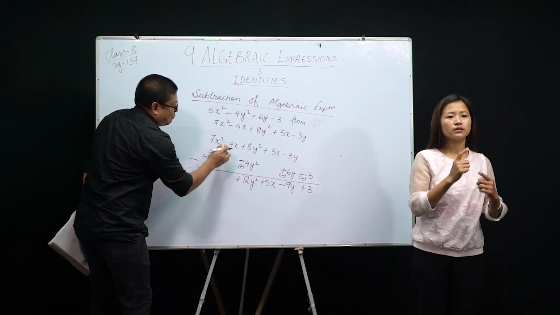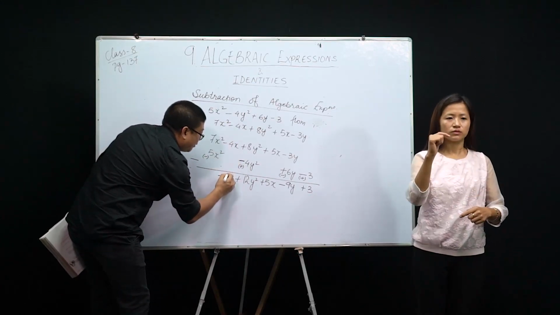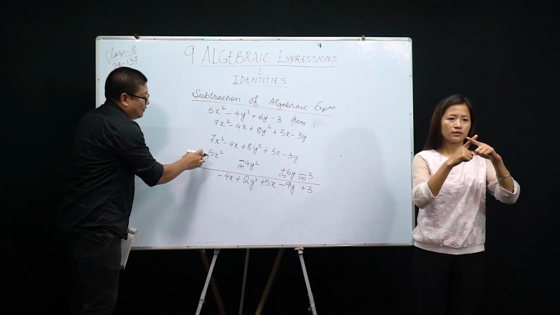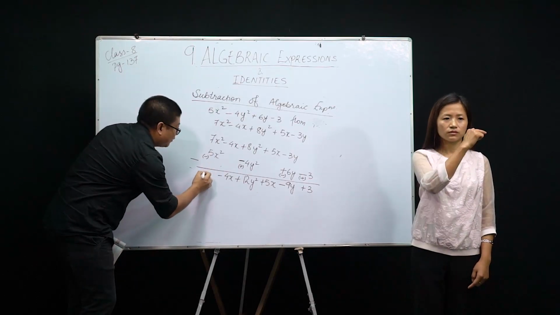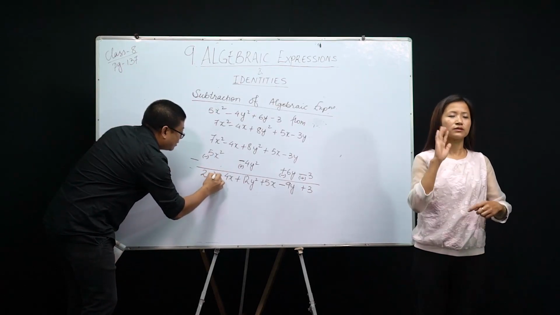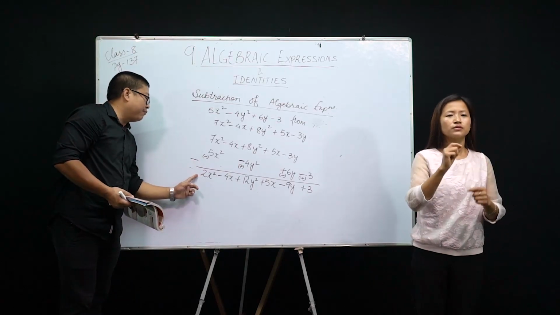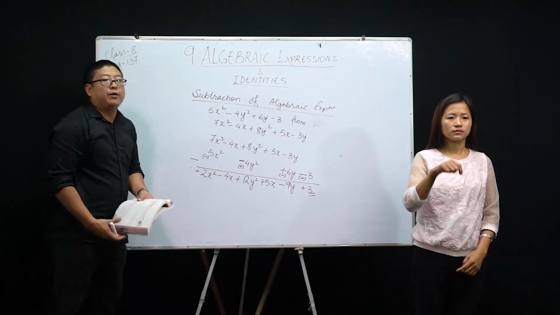Coming to the next term, minus 4x. No other term to subtract with, so we will simply write minus 4x. Coming to the last term, 7x squared and 5x squared, one is plus, one is minus, so we will subtract them. So 7 minus 5 is 2x squared. 7 is the bigger number and it is plus, so we will write plus 2x squared. So this is an example of how you will subtract.